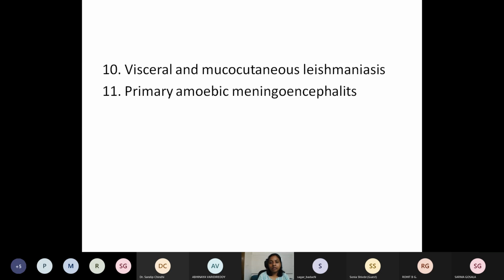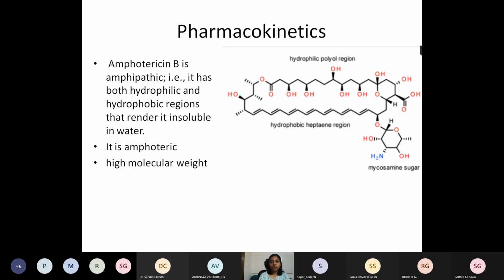The other infections in which amphotericin has been used are visceral and mucocutaneous leishmaniasis. Although the antimonial compounds such as sodium stibogluconate were initially considered first line, there is a lot of resistance to these drugs, especially in India, and that is why amphotericin is now used. And primary amoebic meningoencephalitis also, it has been tried.